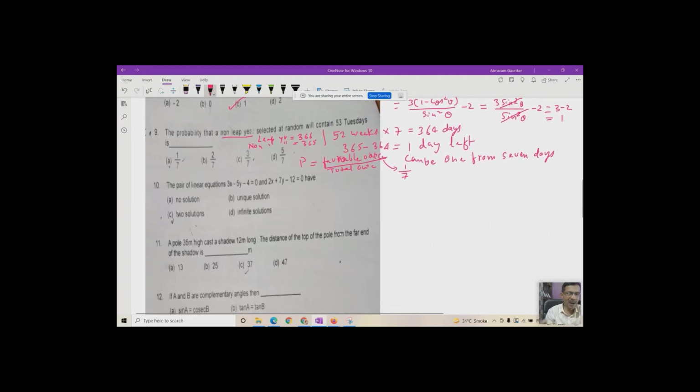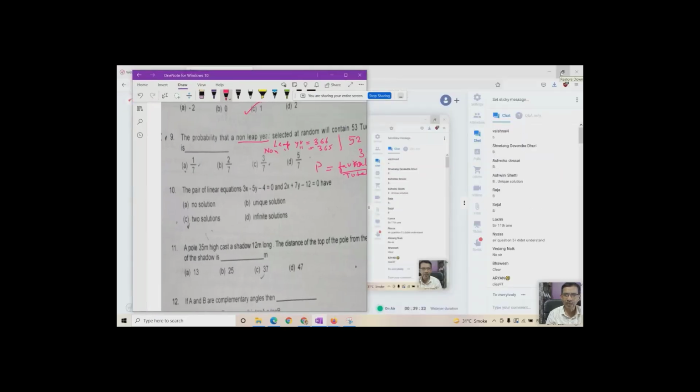And the next question here is the pair of linear equations. These are pair of linear equations. So question is whether they have no solution, unique solution, two solutions, or infinite solution. Please type your answer in the comment box. And for doing that, you have to write the ratio and give the answer. See if the ratios are equal, not equal, and which ratios are equal or which ratios are not equal, and accordingly you will have the answer.